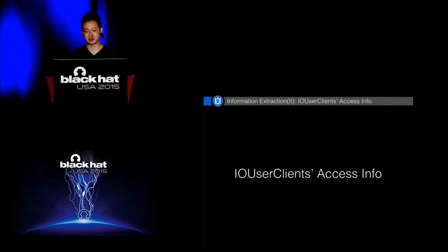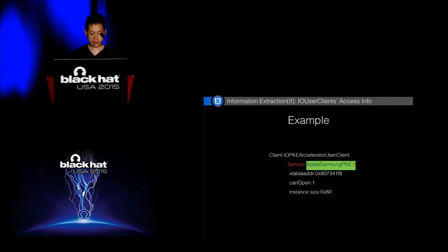How can we access a specific user client? By now, we can get all OSObject subclasses, surely including all IOUserClient subclasses, and now we need to access these user clients. For example, in order to access the IOPKE accelerator user client, we need the service name AppleSamsungPKE and the open type 0. But how can we obtain this information?